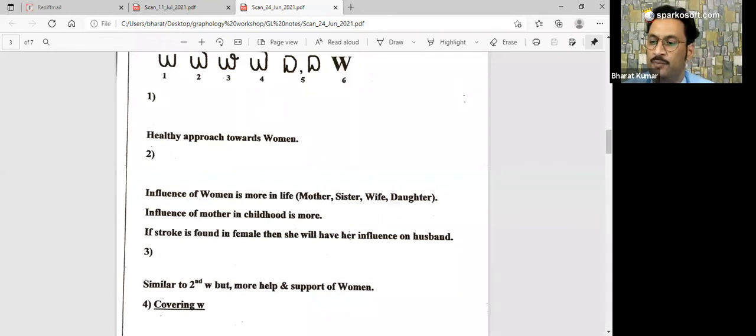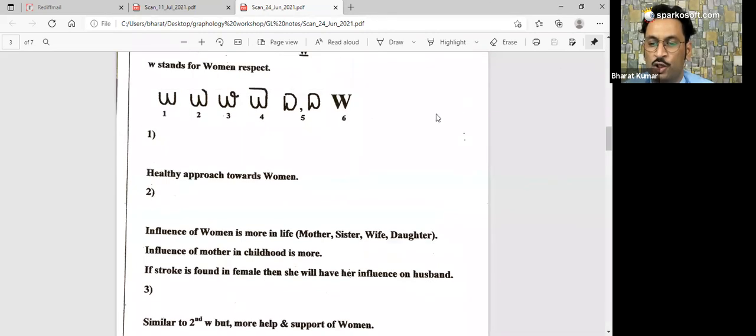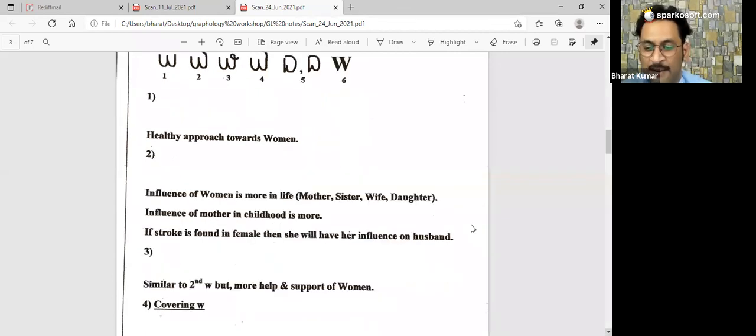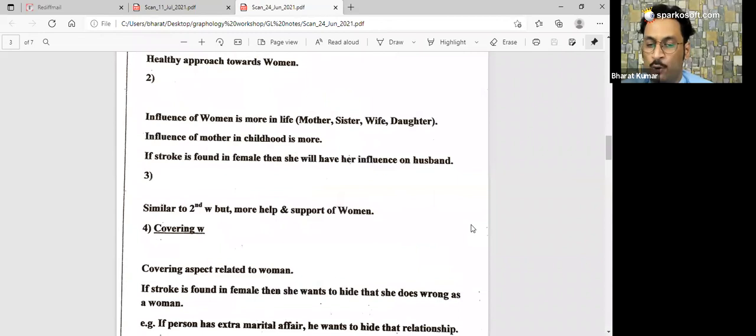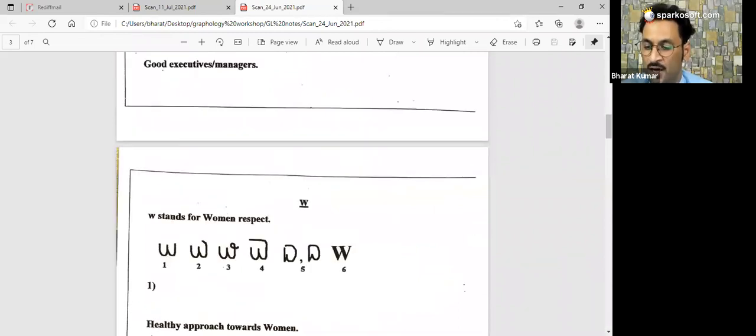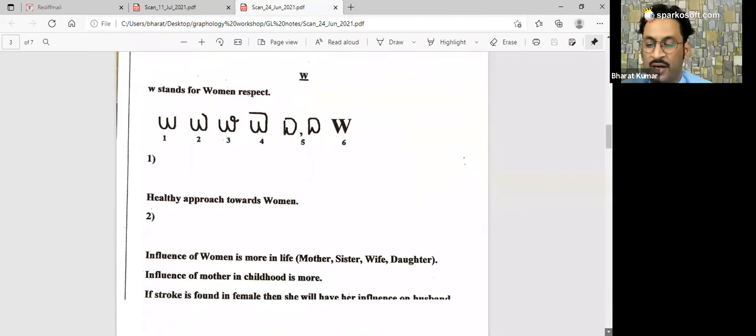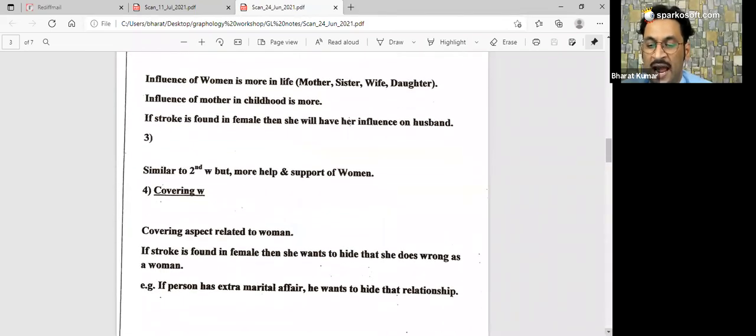If you have the 4th type of W, you can check there is an upper line in type 4 of W. Yes, Vedibil, I will talk about this also. So type 4 of W is matching with the W given by Mr. Vedibil, but it is more close to type 5. So I'm talking about type 4. It is a non-covering W. Check it again. Type 4, the upper part of this W is covering. So these kinds of people have a covering aspect related to women, meaning they can keep the secret of a woman.